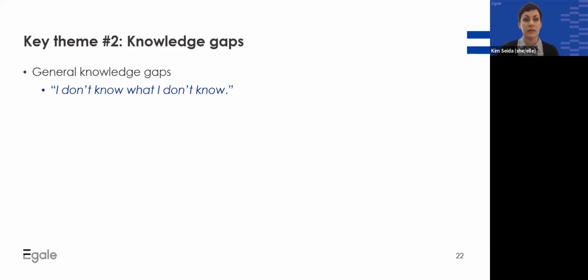So another key theme was closely related to training gaps, but it's that of knowledge gaps. So this was one of the most prominent concerns indicated by service providers. And for some, this was a general knowledge gap, like I had noted earlier, kind of indicated by the refrain, I don't know what I don't know, as well as just a general lack of awareness of 2SLGBTQI clients' needs in specific circumstances.